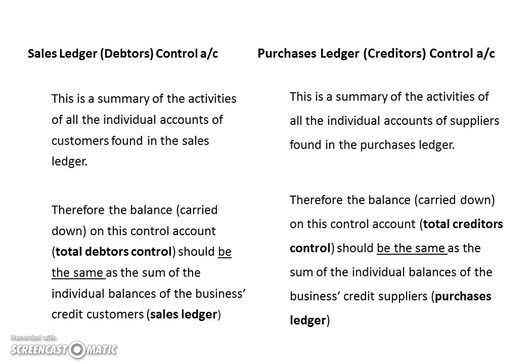See, you're ensuring that what you say in one place is really so when you do it somewhere else. Similarly, the purchase ledger would be a summary of all the activities found from the suppliers' side, and these are in the purchase ledger. Therefore, again, we would expect that the balance in this account, which is our total creditors, will be the same as the total of all the individual balances on these credit suppliers' accounts, which will be found in the purchase ledger.